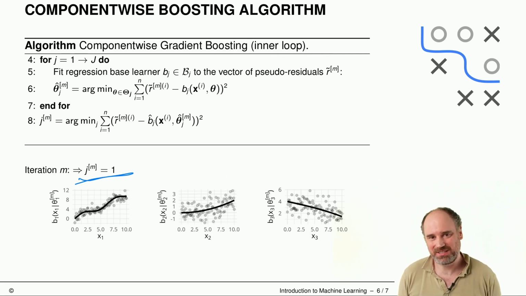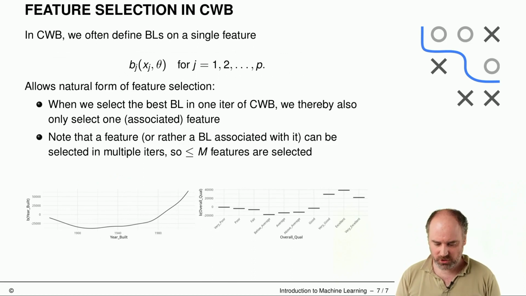And I guess now you can also see where the feature selection comes from, right? Because we're now adding in an effect that refers to feature 1, but we have not added in anything yet that refers to feature 2 or 3. This is why we say that this gives rise to a nicely integrated or embedded feature selection, as long as we define these base learners on individual features.